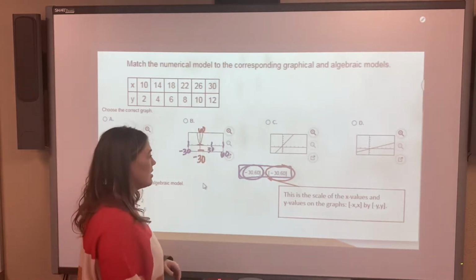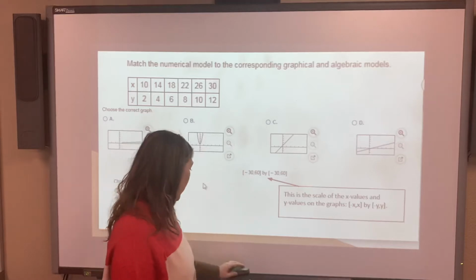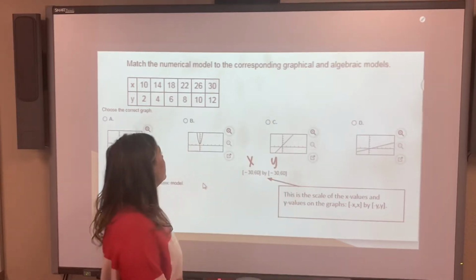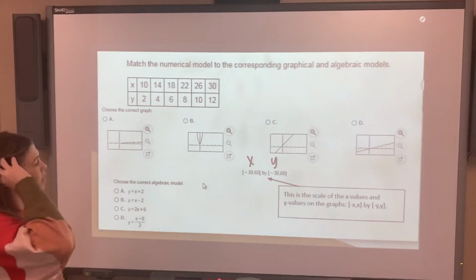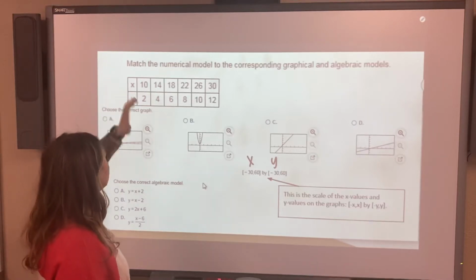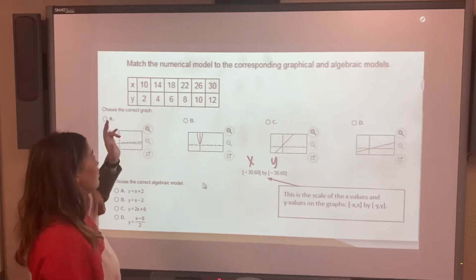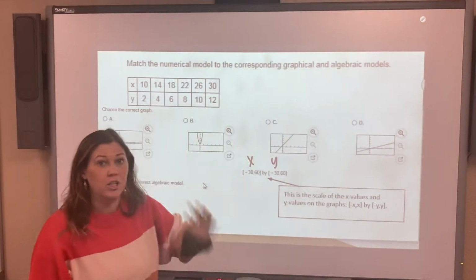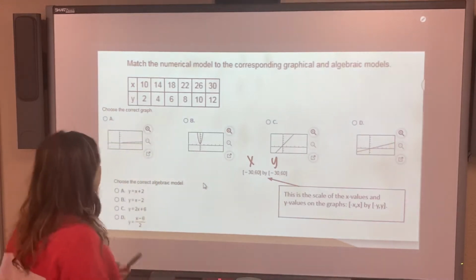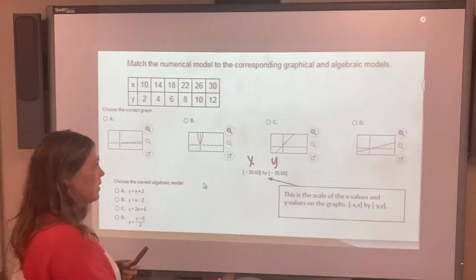So it's basically the scale, instead of length by width, it's X's by Y's. It's your X values by your Y values. And that will help us when we're trying to figure out our graphs, because our X values have a constant increase: 10, 14, 18, 22, 26, 30, and Y's 2, 4, 6, 8, 10, 12. So as our X's increase, our Y's increase. Not as quickly, but we'll talk about that slope in a second.